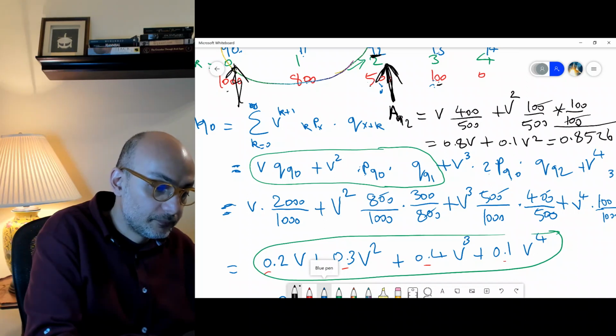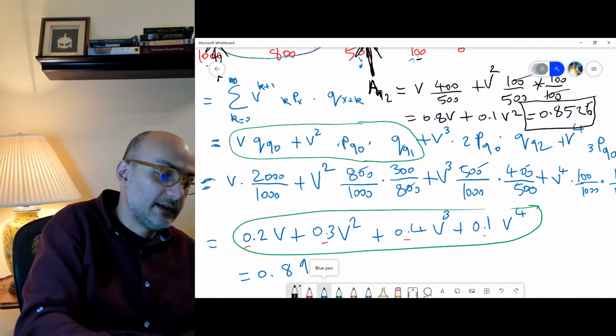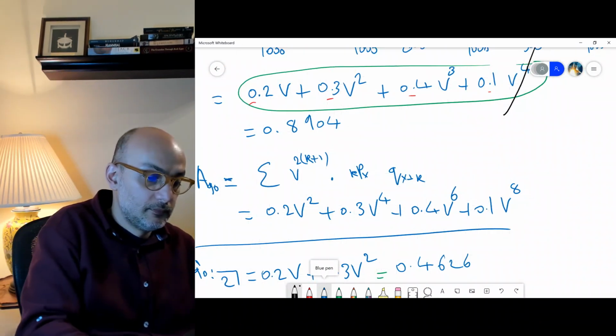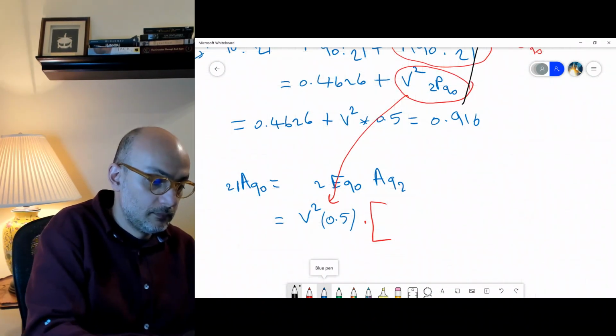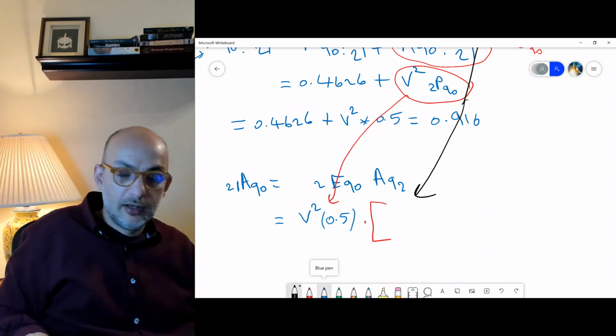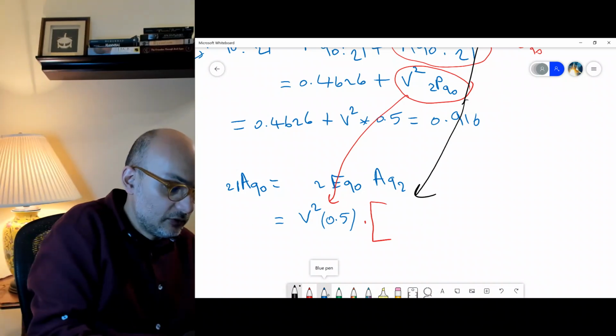0.8526. Okay, I got it to be this number, right? So let's get this one back. Here. Still have it in my calculator. So all I need to do is to type it in.